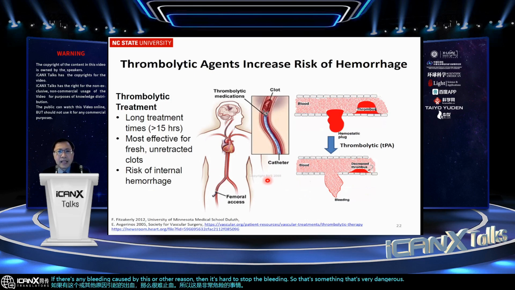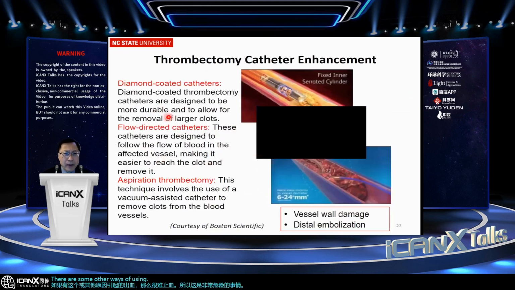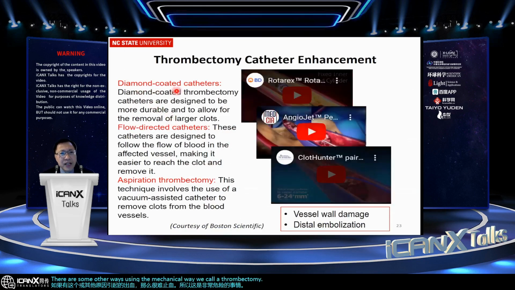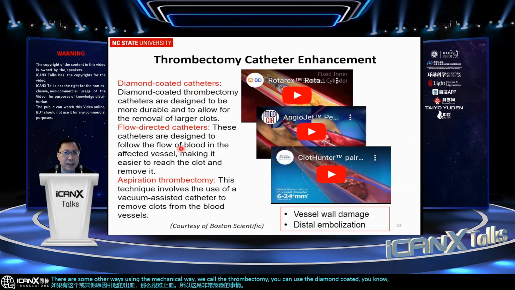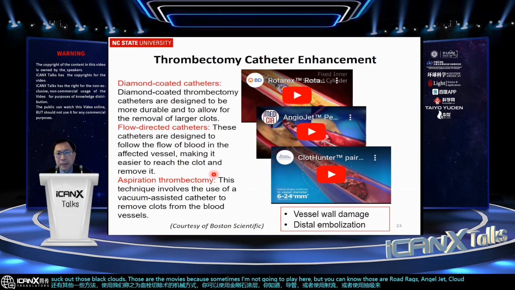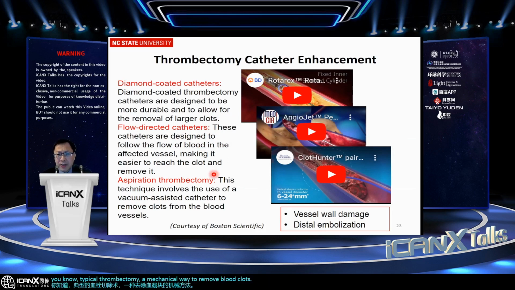There are some other ways using a mechanical approach. We call it thrombectomy. You can use a diamond-coated catheter, or a flow jet, or aspiration to suck out the blood clot. Those are the movies; because of time, I'm not going to play them here, but those are Rotarex, AngioJet, or ClotHunter. Those are typical thrombectomy devices, a mechanical way to remove blood clots. In general, those mechanical ways have the challenge of vessel wall damage, as there is tremendous stress there. There is also the challenge of distal embolism, which we do not want to see either, right?